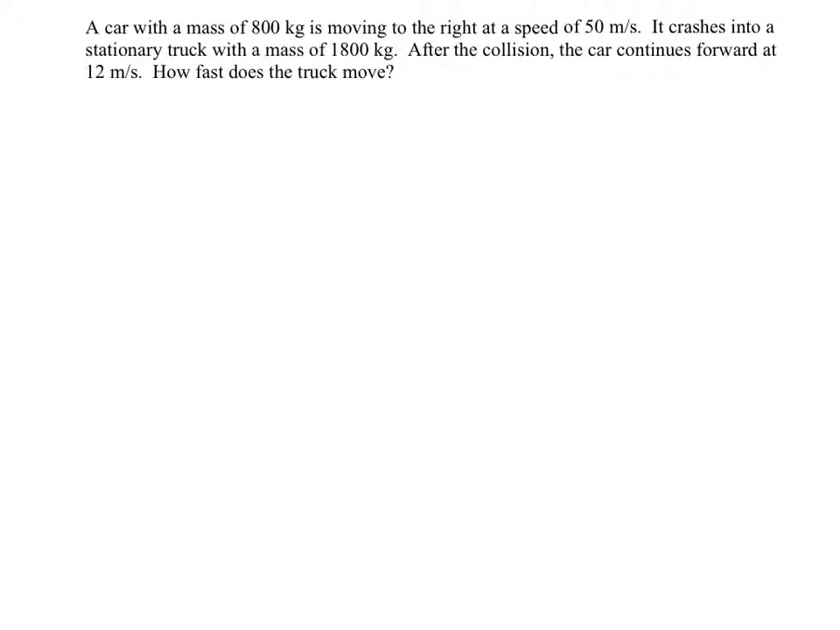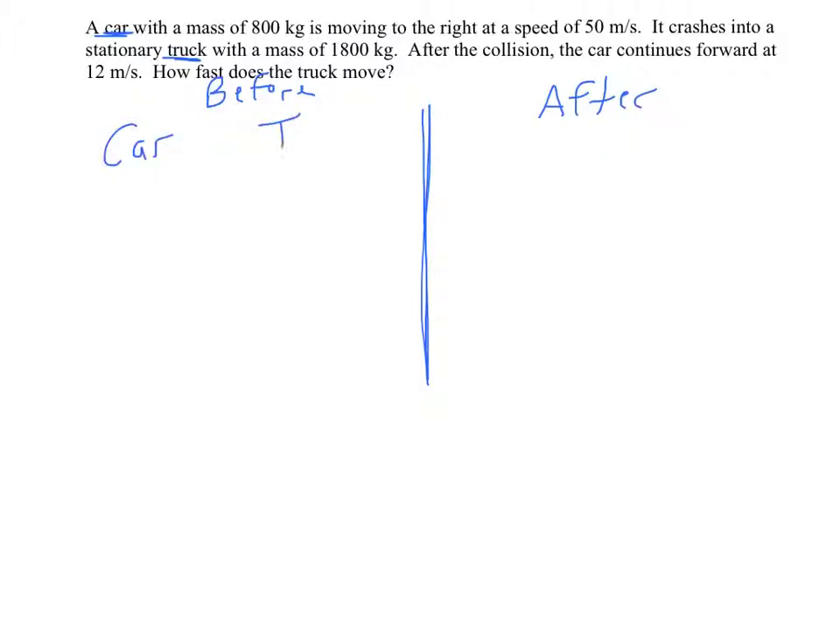So here is a momentum problem with multiple objects, and we're going to treat it much like we've treated the other ones in that we're going to make an MVP chart in order to solve it. So we have our before and after. The difference in this one is we're going to have multiple objects. In this case we've got a car and we've got a truck. So there's a car before and there is a truck before, and then afterwards there is a car and a truck. And each of these is going to get its own set of MVP values: mass, velocity, and momentum.